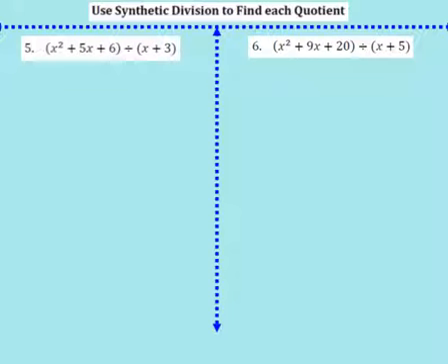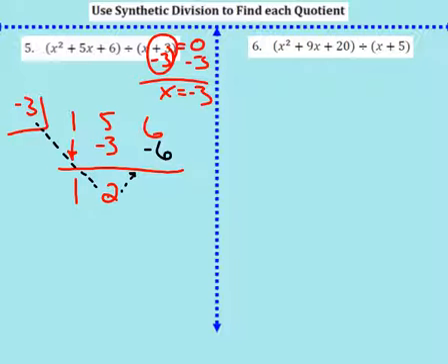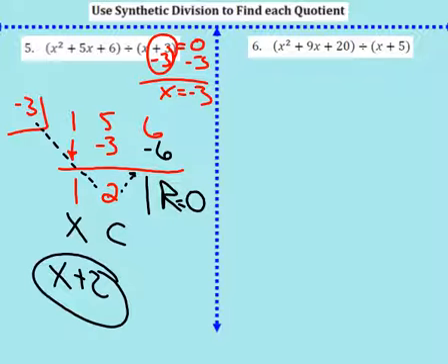Alright, so let's do these real quick. So if x plus 3 is equal to 0, I subtract 3 to get x by itself. So you have x equals negative 3. Negative 3 is going in the corner. You have 1, 5, and 6. You drop the 1. Alright? Negative 3 times 1 is negative 3. 5 minus 3, when I add that together, I get 2. Negative 3 times 2 is going to be negative 6. And that remainder is 0. So then that makes this my constant and this my x value. So I have 1x plus 2 for the answer for that one.